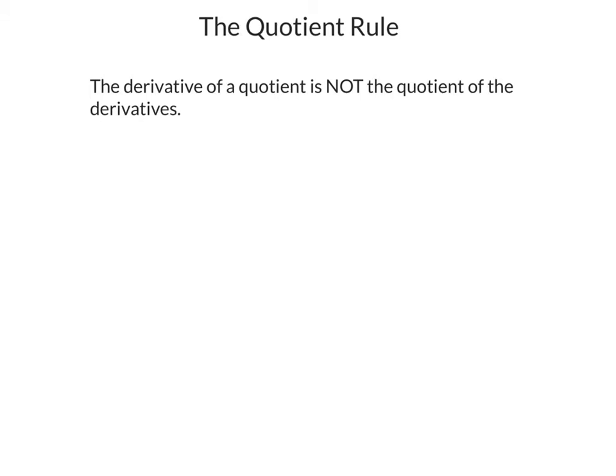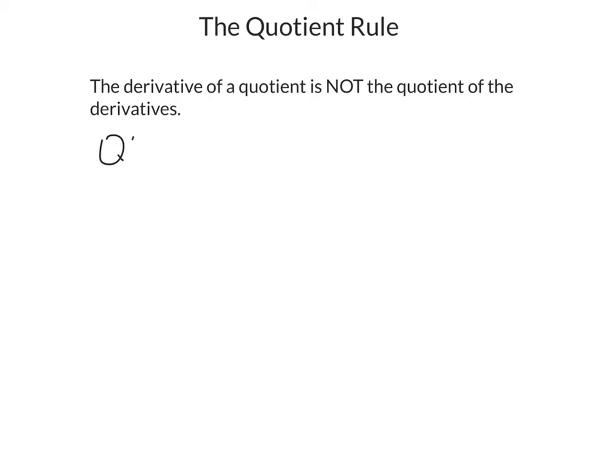The next differentiation technique that we're going to learn about is the quotient rule. So suppose we have a function that is a quotient of two other functions. How do we take the derivative of that? Well, it turns out that the derivative of a quotient is not the quotient of the derivatives. To see why, let's take an example.